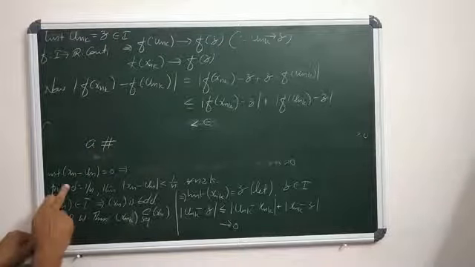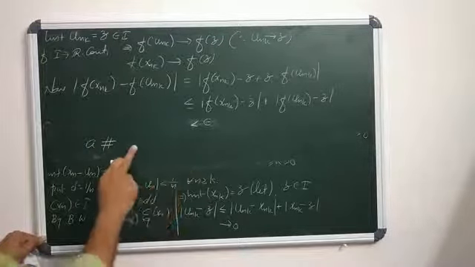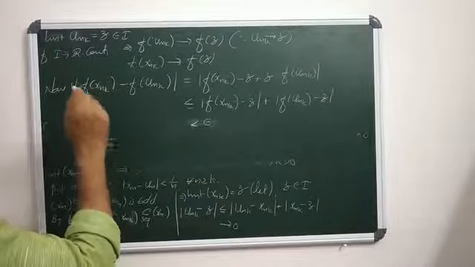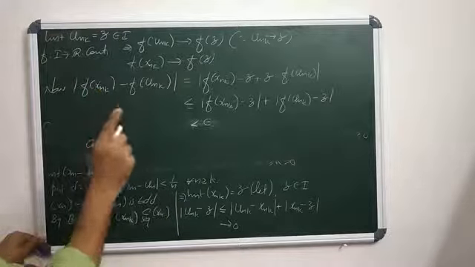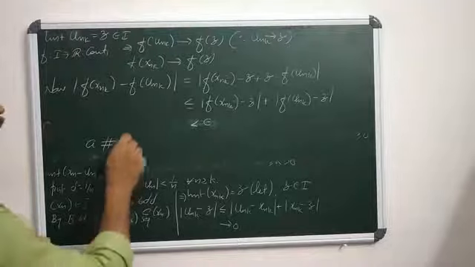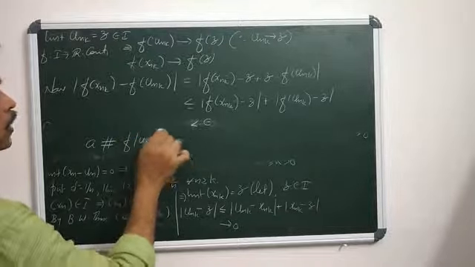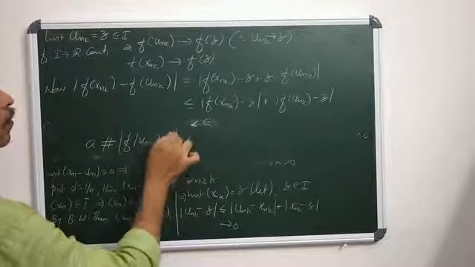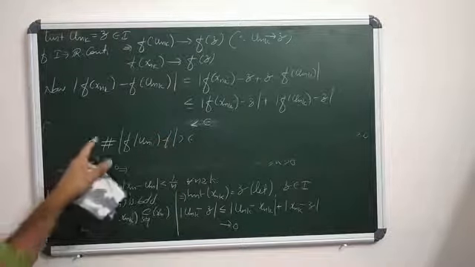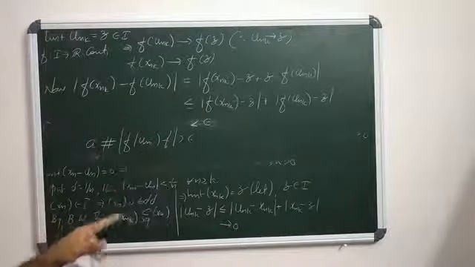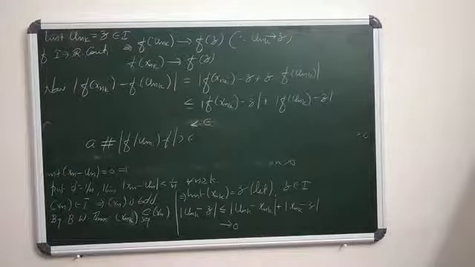We assumed that f is not uniformly continuous. So by the criterion we have the modulus of f of u_n minus f of x_n greater than some epsilon. So a contradiction. This contradiction is due to our wrong assumption. Therefore, f is uniformly continuous.